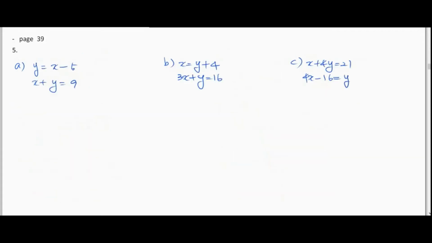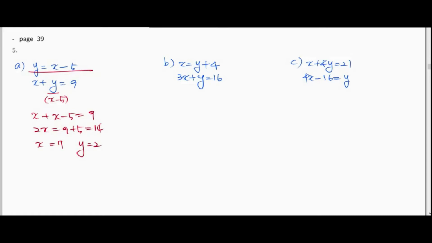So it's by substitution. Let's start with y equals x minus 5. Then this is x minus 5. So x plus x minus 5 equals 9. And then 2x equals 9 plus 5. So it's 14. Then x equals 7. Let's put that into the first equation.